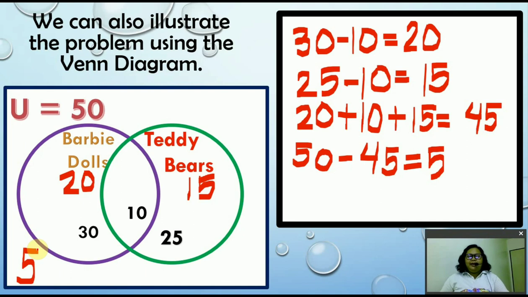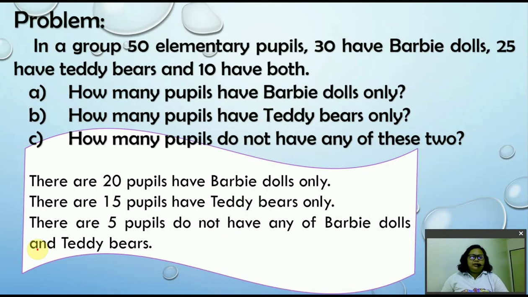Okay, nakuha niyo po ba? Wow, very good. Natin, pwede na natin masagot yan. So, there are 20 pupils who have Barbie dolls only. There are 15 pupils who have teddy bears only. And there are 5 pupils who do not have any of Barbie dolls and teddy bears. So, nakuha po ba lahat yan?